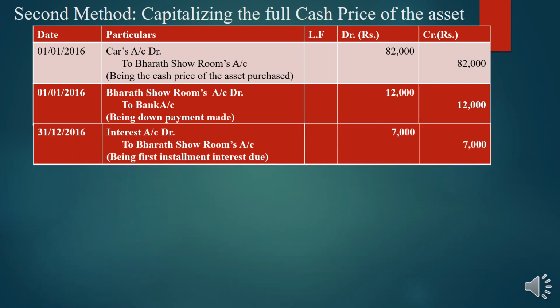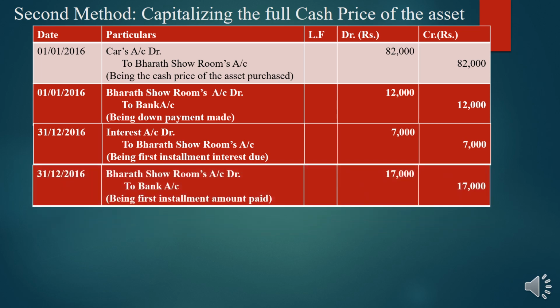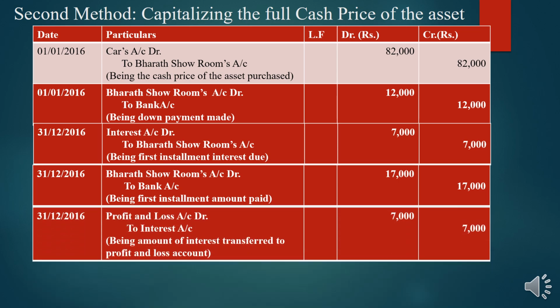Now the next journal entry is when the interest amount is due for the first installment, on 31st 12 2016. Interest account debit to Bharat showroom account, the amount of interest for the first installment is 7,000. The next one is installment paid. The journal entry is Bharat showroom account debit to bank account, and the amount of the first installment, as we all know, is 17,000. The next journal entry is to transfer the interest to the profit and loss account: profit and loss account debit to interest account, and the amount of interest is 7,000.